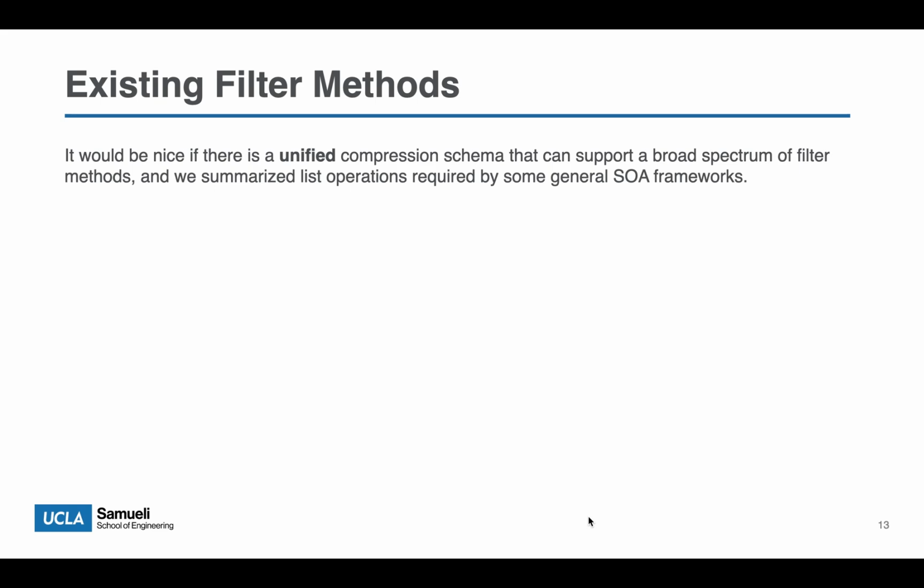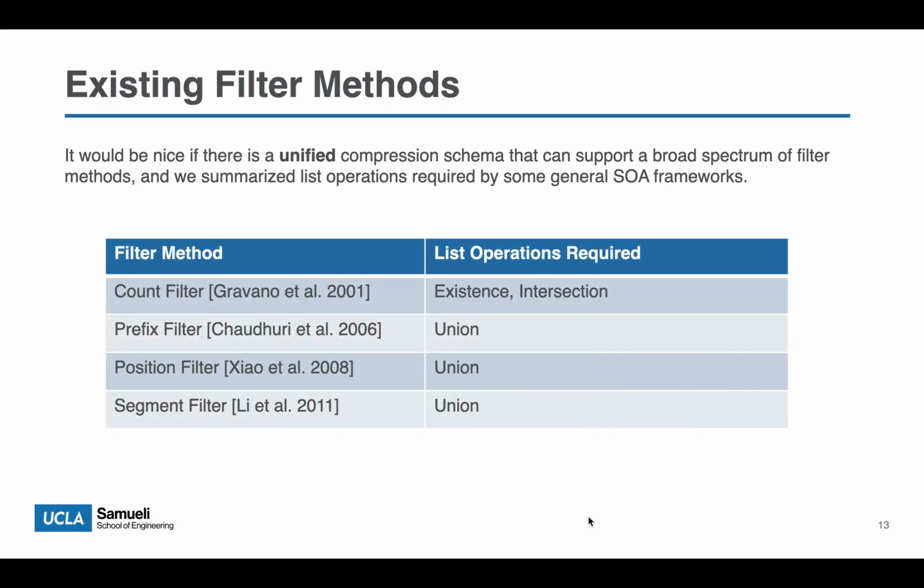And now, from the previous slide, I talked about all these algorithms. So in the setting of string similarity search and join, they really mean all these filter methods. So we think it would be nice if there is a unified compression schema that can support a broad spectrum of filter methods. So we summarize the list operations required by some general state-of-the-art frameworks in this table.